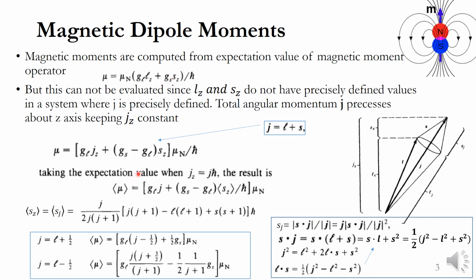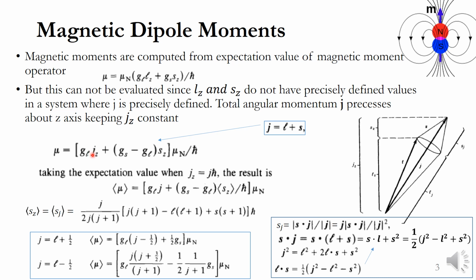Using that substitution, we obtain gL into Jz, then plus gs minus gL into Sz, into μN divided by ħ. Now taking the expectation value of this equation, when Jz is equal to Jħ, the result will be like this.